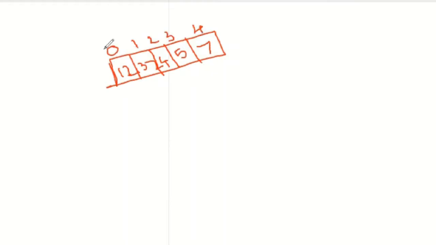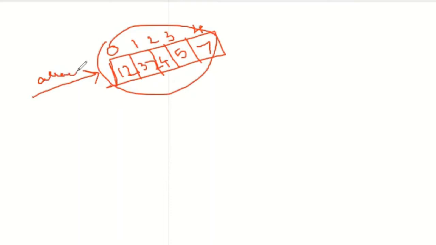And this entire storage is accessed through a reference variable, which is the name of the array. So we'll be giving a name to the array, which is called the object reference. Only through this particular object reference we can access the elements of the particular array.